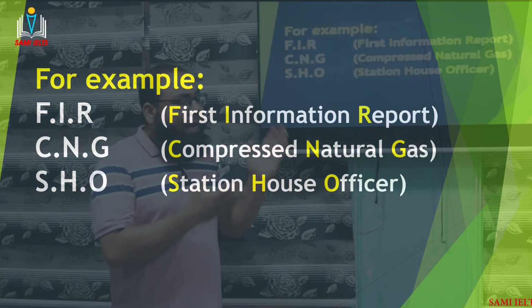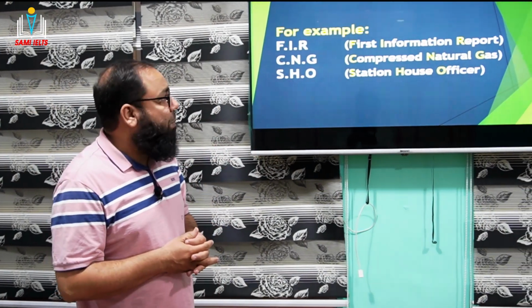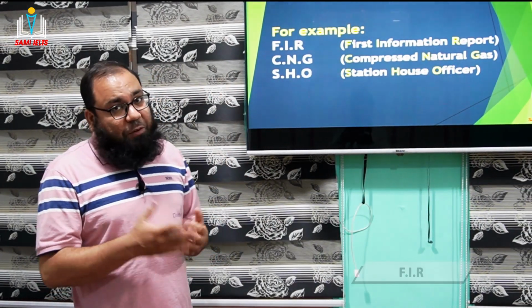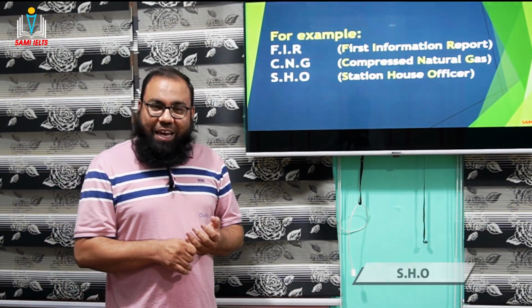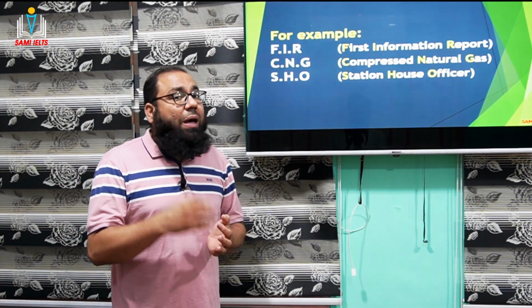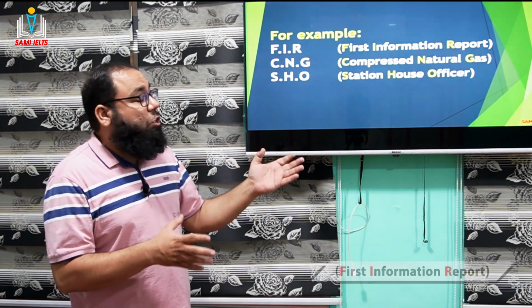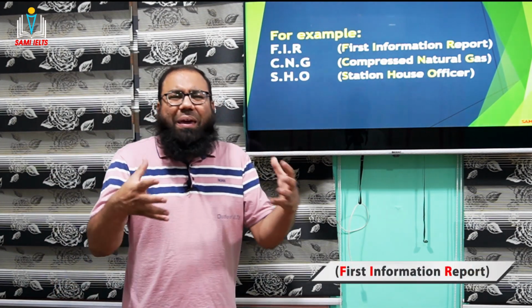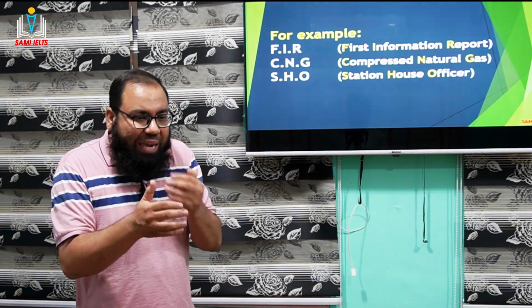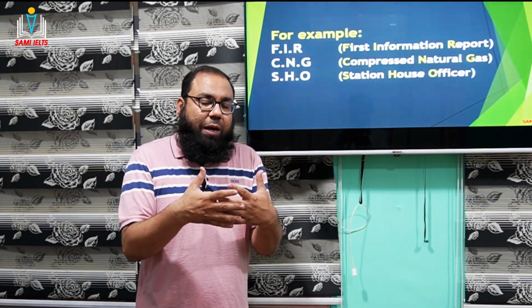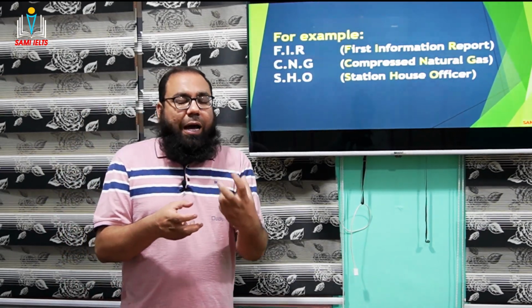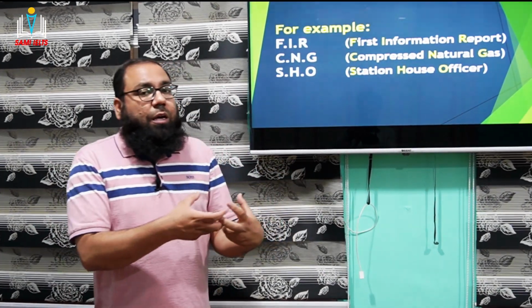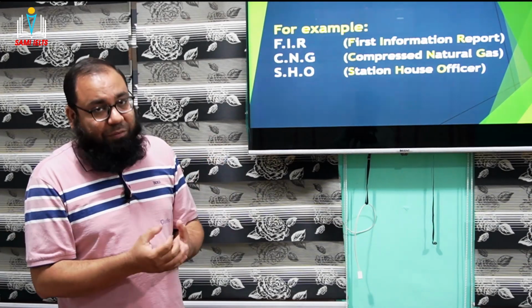Let me give you some examples. For example, FIR, CNG, SHO. Instead of saying first information report, we make it short. We make a word short, then take the first letter of each word and prepare another form. This is called abbreviation.